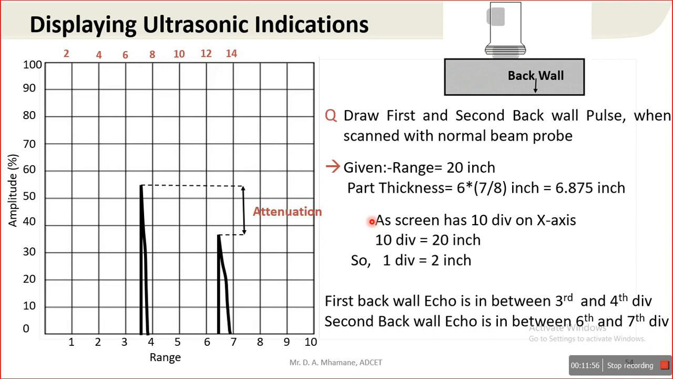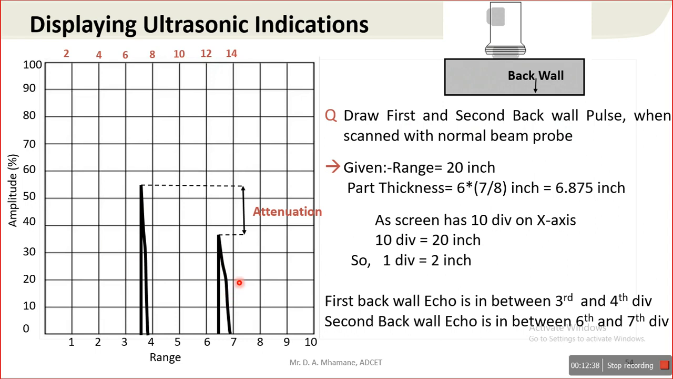Okay. So see here, again I will repeat this same problem. The given is range 20 inch and the part thickness is 6 by 7 divided by 8. It comes like this: 6 plus 7 by 8. So 7 by 8 is 0.875, and 6 plus 0.875 comes 6.875. They ask draw first and second back wall pulse. So this is the first back wall and this is the second back wall. We need to draw these two back walls.